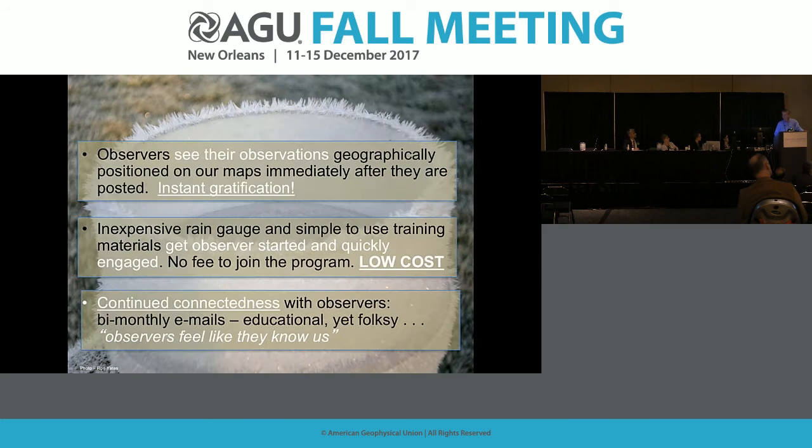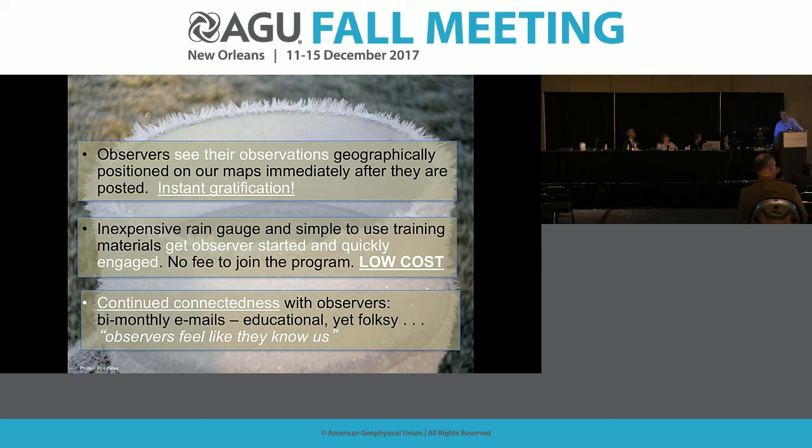They see their observations, so they get that instant gratification. It doesn't cost anything to join, and it's a cheap hobby. You can get a gauge for $35. You can buy a snowboard and paint it for a couple of bucks from Home Depot or Lowe's, and get a ruler to measure the snow. It's really a pretty efficient hobby in that regard. And you're connected, as I mentioned, the friendships.